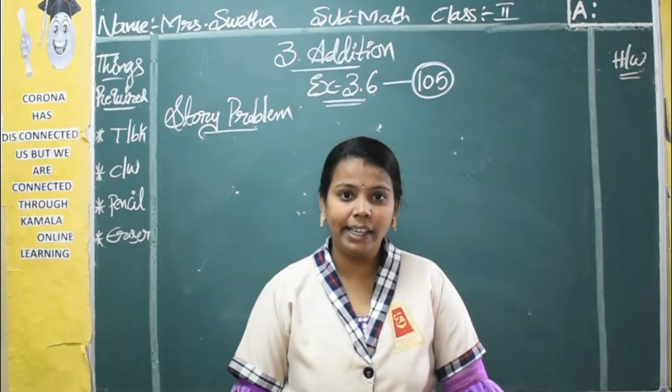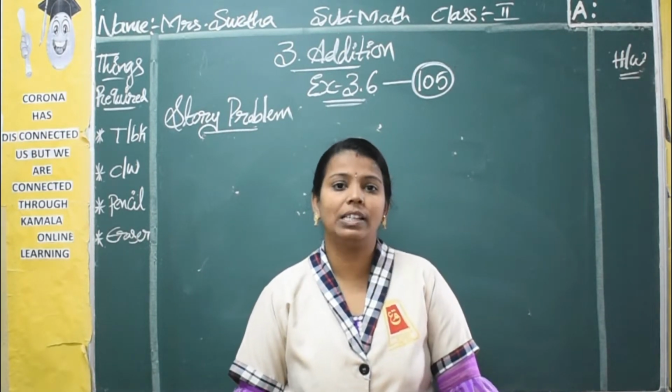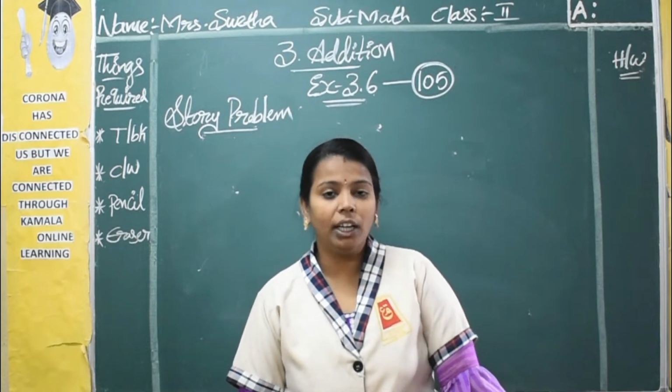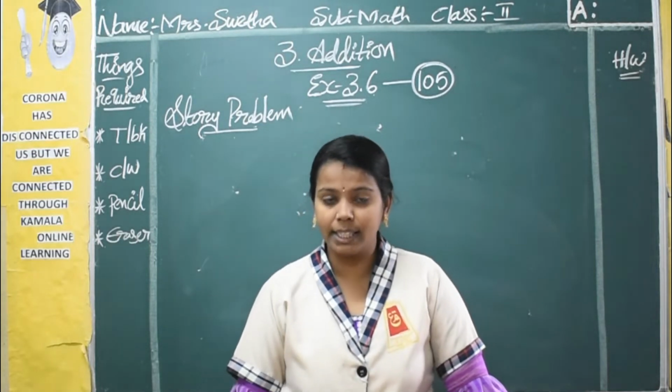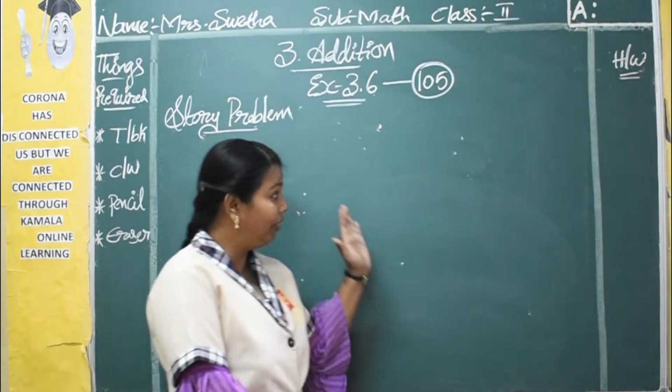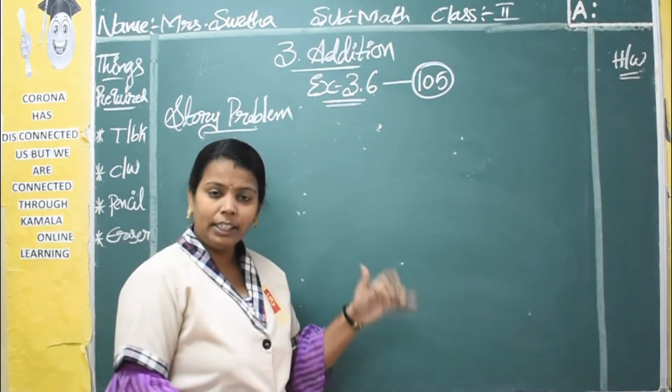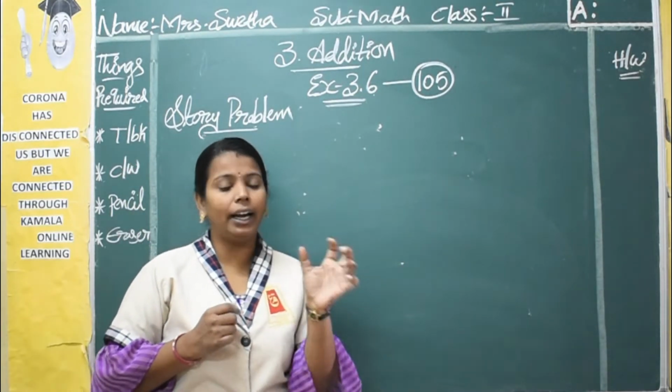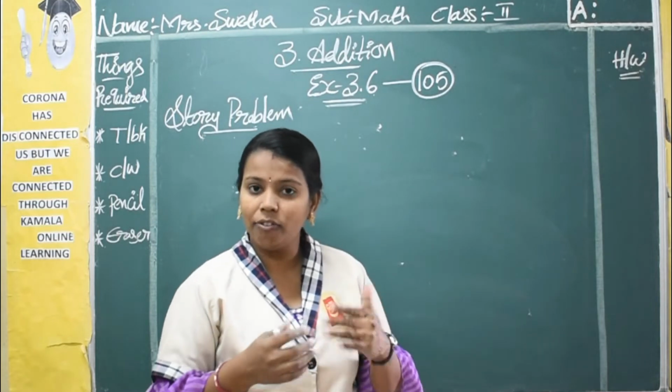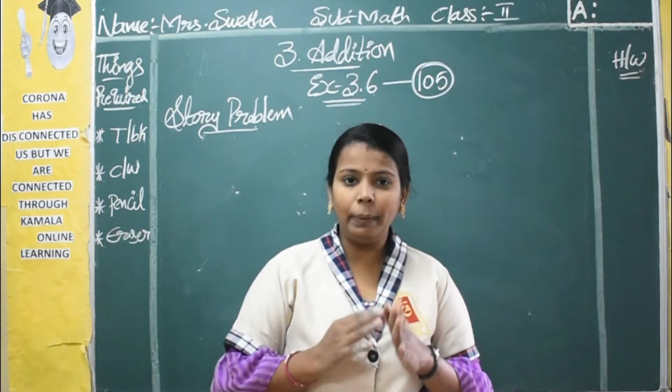In the previous class we completed our 3.5 exercise. So today we are going to start with your 3.6 exercise. In this exercise you have story problems. In your previous exercise you just added the numbers. You have done the addition of only simple numbers.